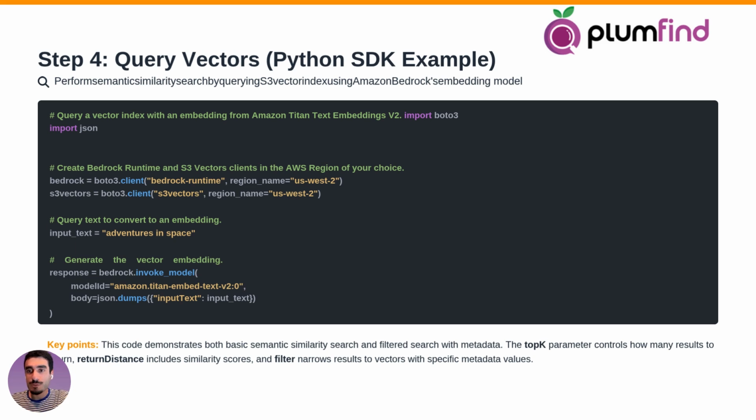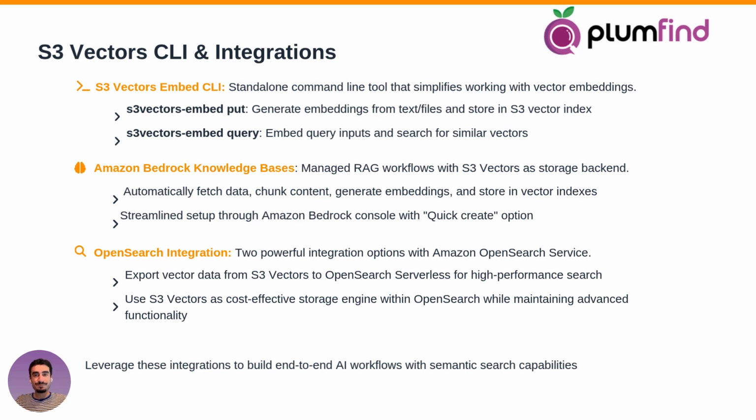For querying, we use the same embedding model to convert our search query into a vector, then use the query vectors API to find similar vectors. Notice that we have two examples here: a basic similarity search, returning the top 3 matches, and a filtered search, where we can narrow results by metadata like genre. The API returns distances and metadata for each match.